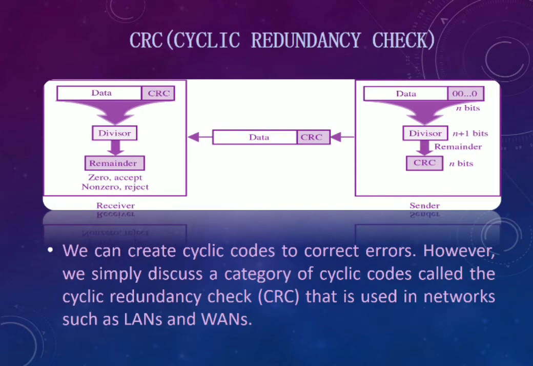Cyclic redundancy check. Cyclic codes are special linear block codes with one extra property. In a cyclic code, if a code word is cyclically shifted, the result is another code word. For example, if 1011000 is a code word and we cyclically left shift, then 0110001 is also a code word.